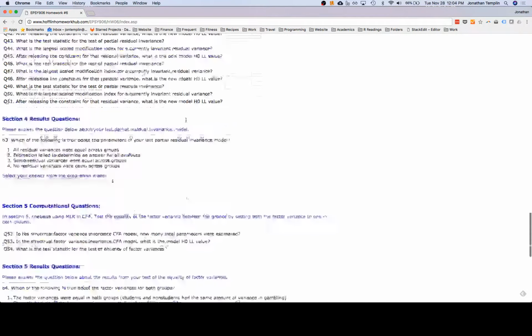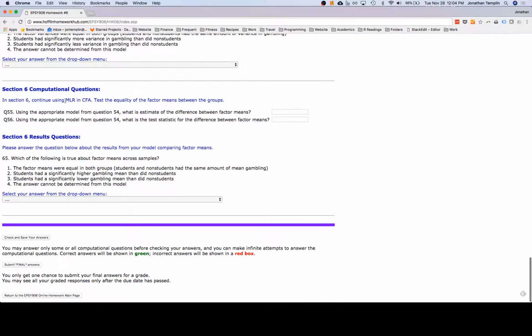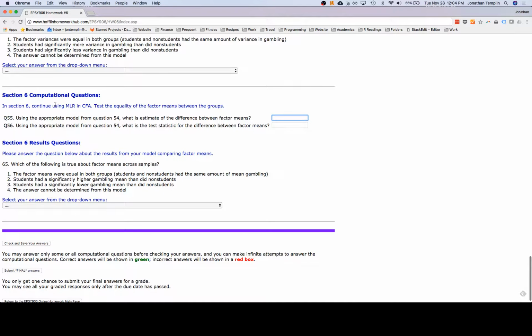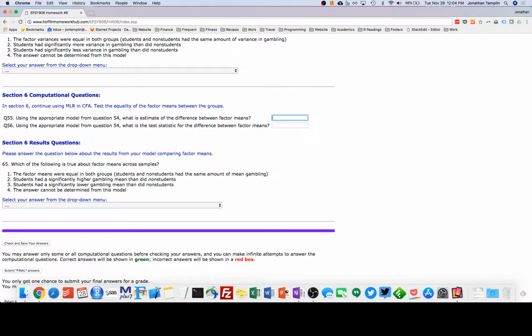Okay, and then section 6, 55 and 56. I just didn't know how to read the output in order to answer this. Okay, so let me go back to an example real quick to show. Is that okay?